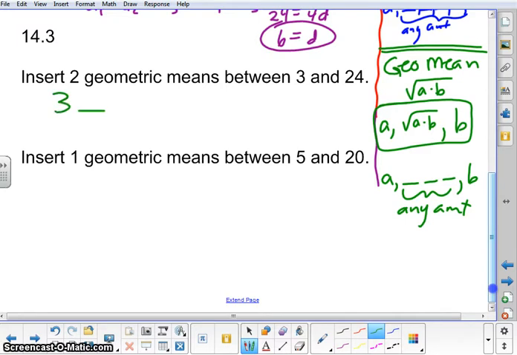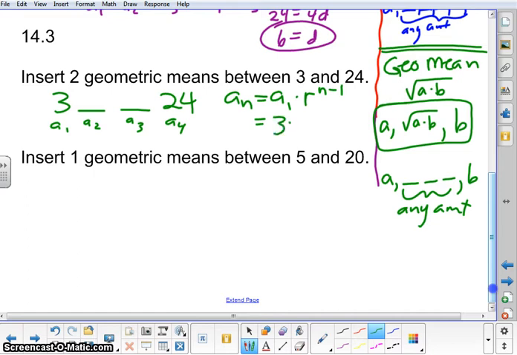Okay, so 3, and then I need to find 2 spots in here that are going to give me 24 at the end. So think back to what the formula is for geometric sequences, which is a sub n equals a1 times r to the n minus 1. And if you plug in everything you need to know, you already know that this is the first term, second term, third term, fourth term. So I'm going to plug in a 3. My common ratio is what I do not know, but I do know that my fourth term is 24. And after dividing by 3 and doing the exponents and then taking the cube root of both sides, I end up with r equals 2.